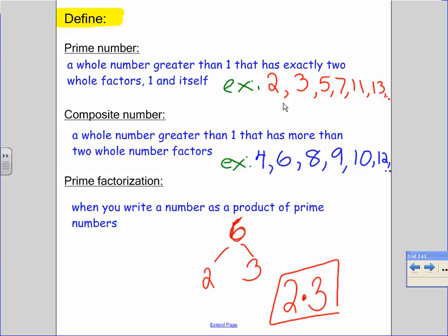Okay, let's wait for that. Okay, any questions on these definitions? Mary, question? You just rewrite it. Yep. Charles?